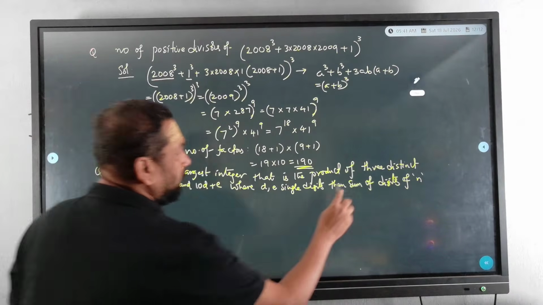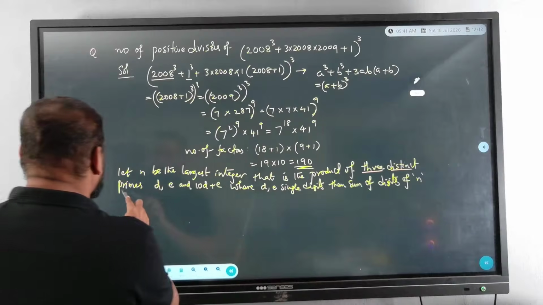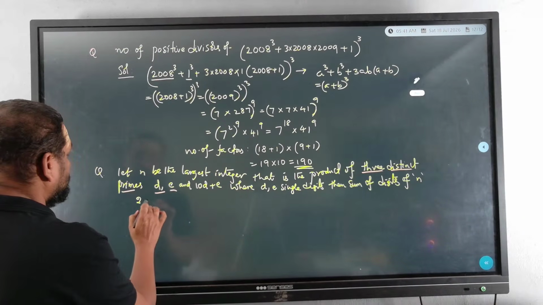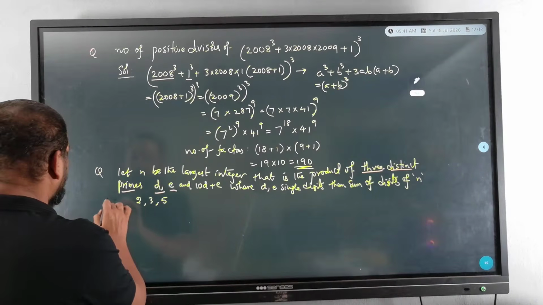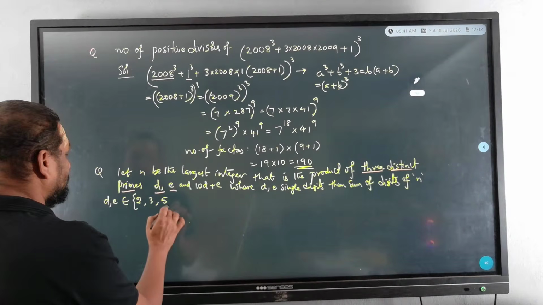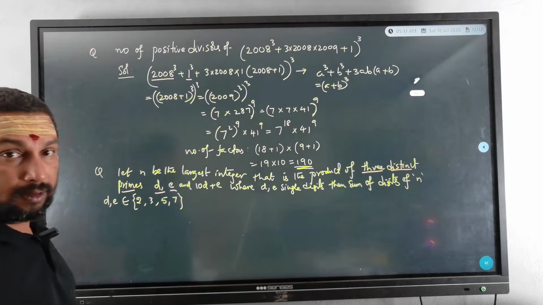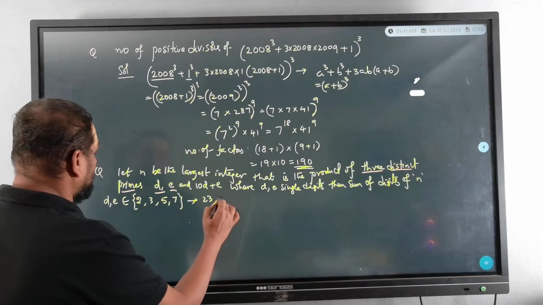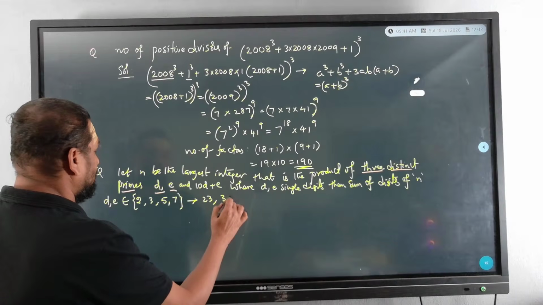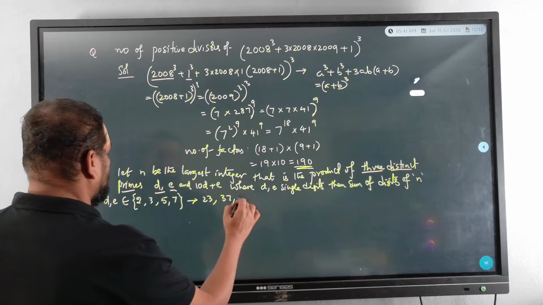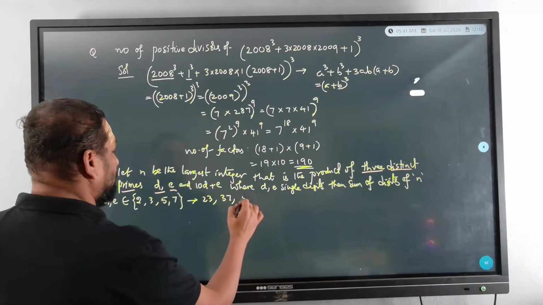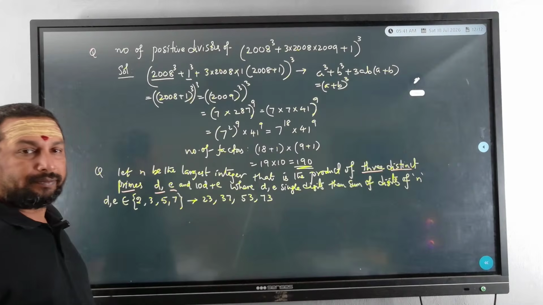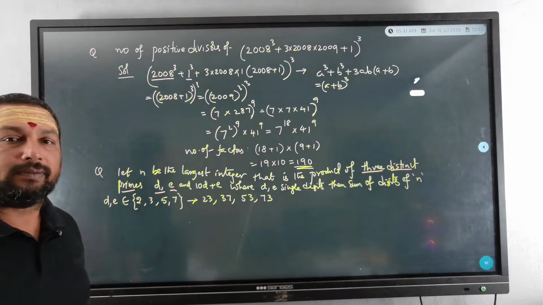Product of three distinct primes D, E and 10D plus E. So D, E belong to 2, 3, 5, 7. Now using these digits, 23, 37, 53, 73 can be the possible primes.